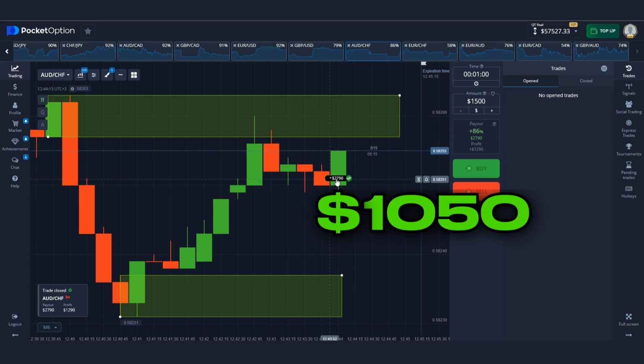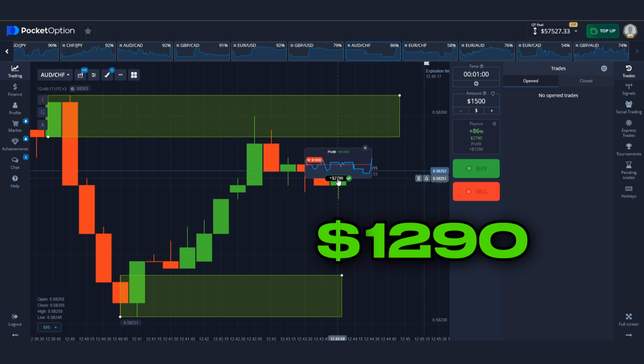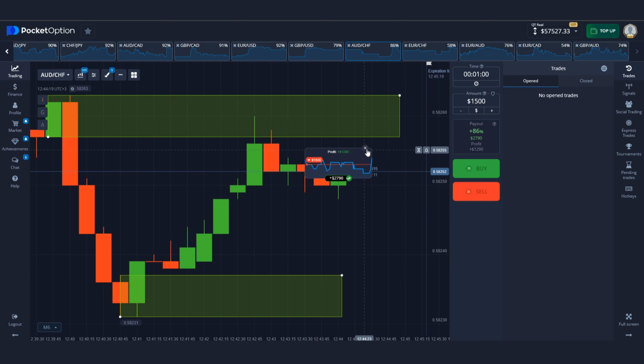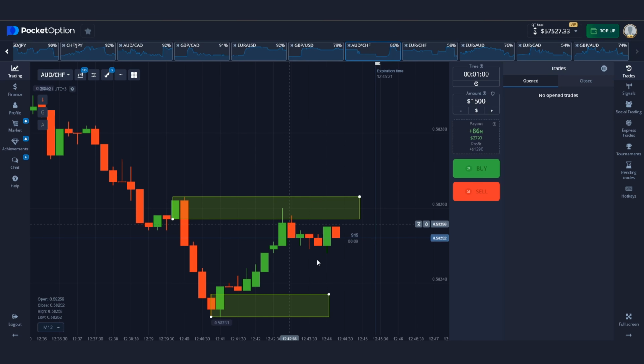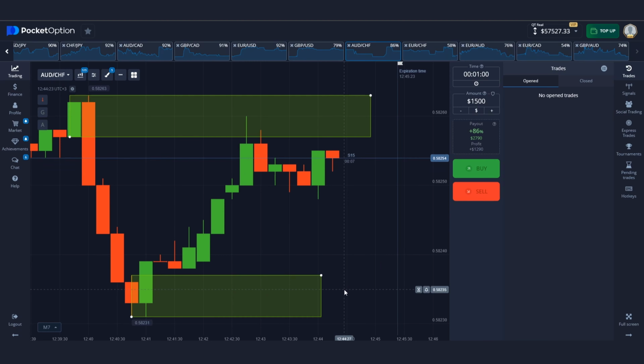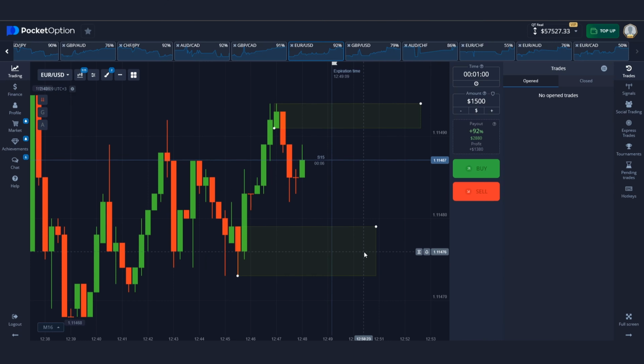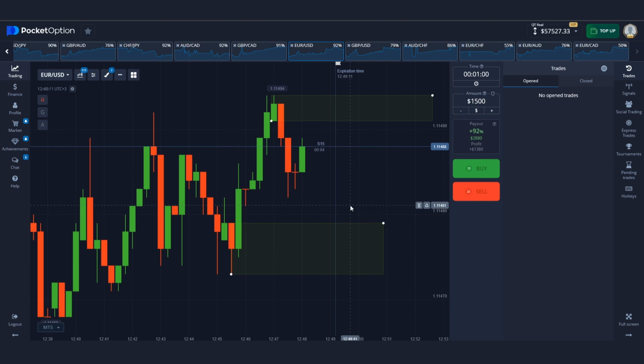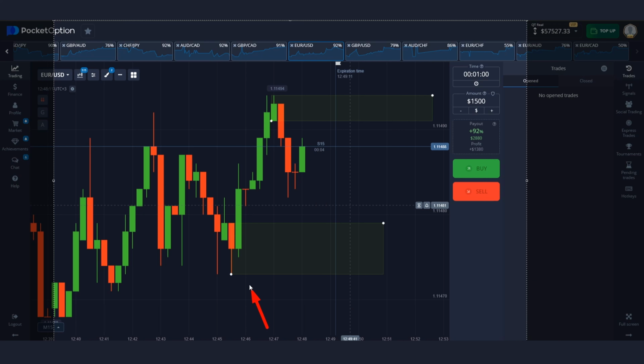A great trade brings me $1,300, and as you can see, the order block worked perfectly and gave a good reaction to the rebound. Let's look at another example. On the euro dollar, I marked two order blocks. These are the two most extreme candlesticks.